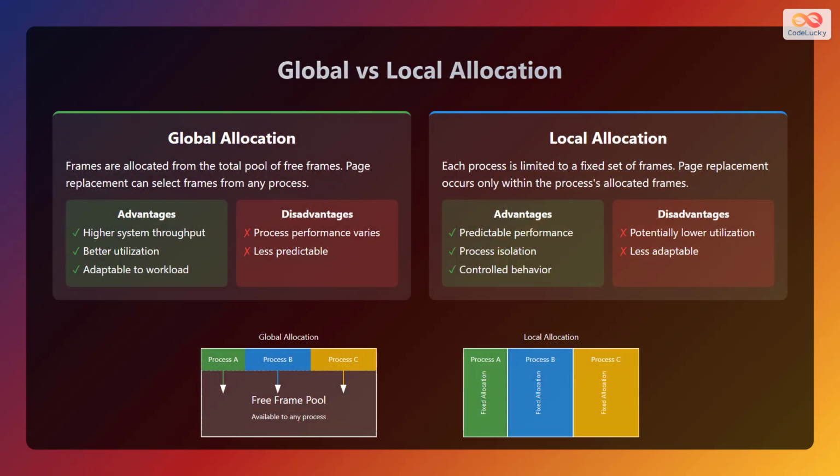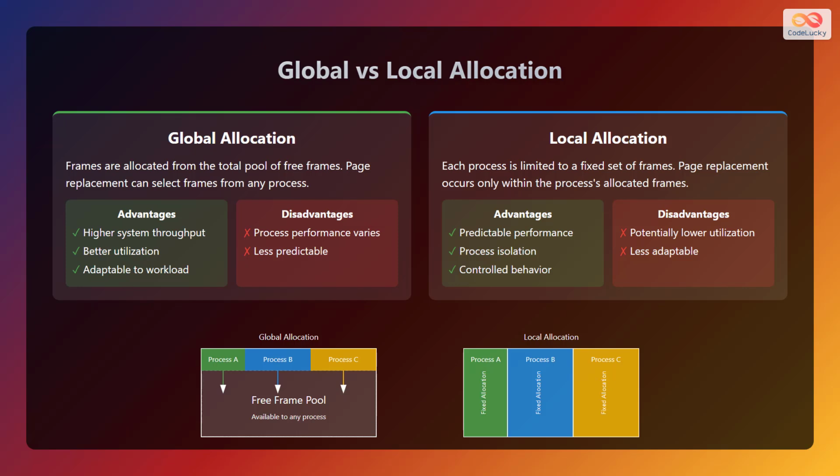Frame allocation strategies can be either global or local. In global allocation, frames are taken from a shared pool of free frames, which means any process can potentially use any frame. When a page needs to be replaced, the operating system can choose a frame from any process in the system. This can lead to higher system throughput and better memory utilization, since resources are used more flexibly. However, it can also cause a process's performance to vary unpredictably.